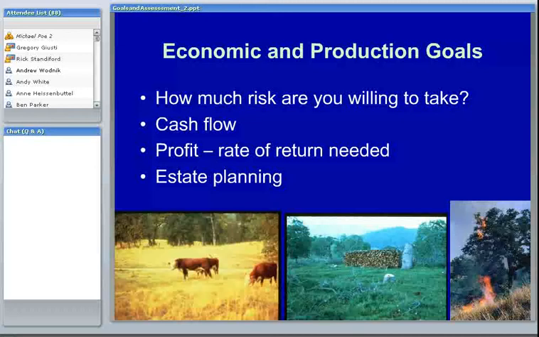But the alternative enterprises where you can invest money is something you need to think about, so that the resources that you're investing in your property are earning the same kind of return or better than you could get at other places. Estate planning is an important consideration.